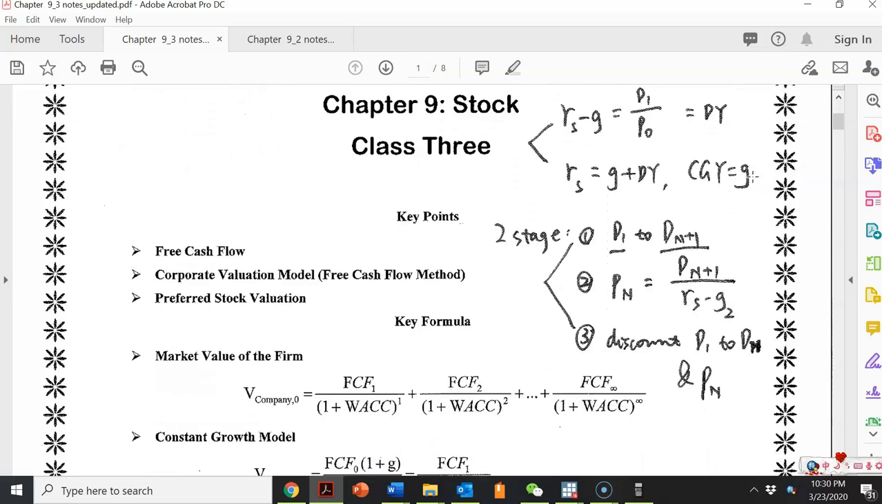In this constant growth model setting, dividend yield becomes D1 over P0, which is Rs minus g. Capital gains yield is g, and it is the same as the dividend growth rate, also the same as the price growth rate. The sum of these two, dividend yield plus capital gains yield g, becomes R. So R equals g plus dividend yield.